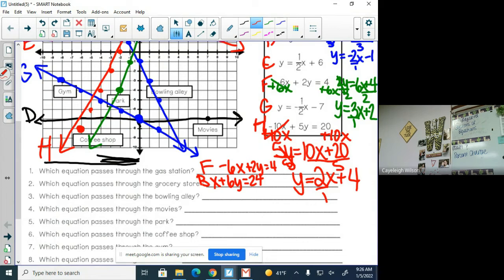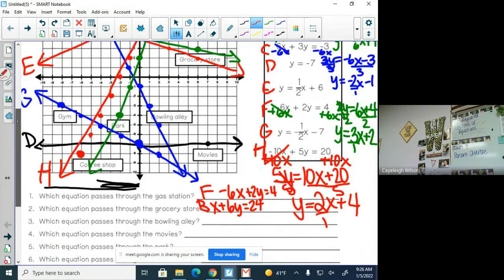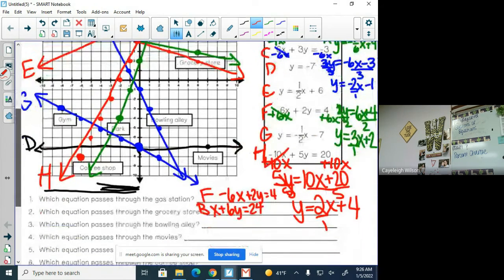All right, which one goes to the bowling alley? The bowling alley is right here. This blue line, which we labeled as C, which was the 6x plus 3y equals -3. Which one goes through the movies? Movies is this black line. It's D, so y equals -7. Get these right.